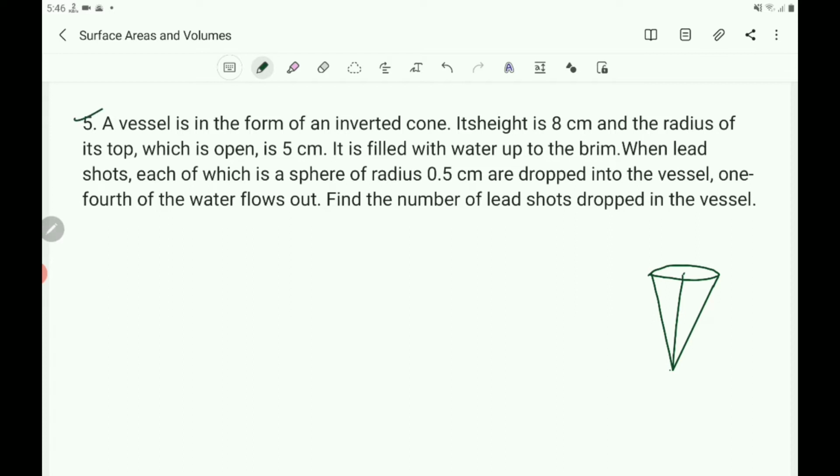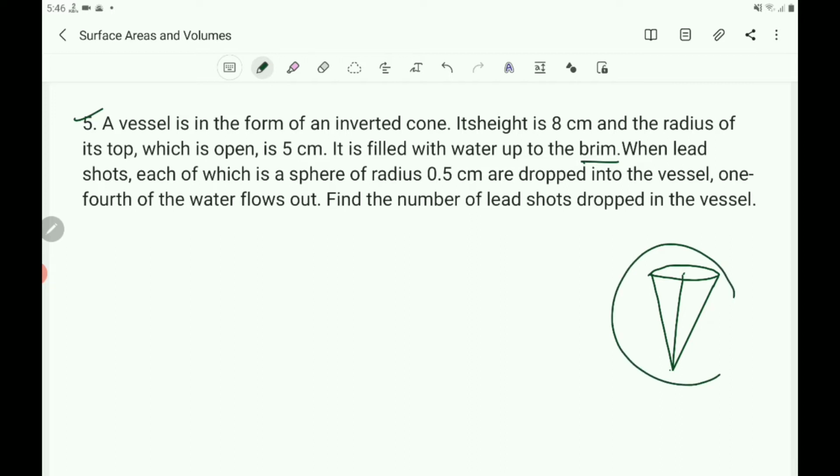Fifth question. A vessel is in the form of an inverted cone. Its height is 8 cm and the radius of its top, which is open, is 5 cm. It is filled with water up to the brim. When lead shots, each of which is a sphere of radius 0.5 cm, are dropped into the vessel, 1/4 of the water flows out. Find the number of lead shots dropped in the vessel.